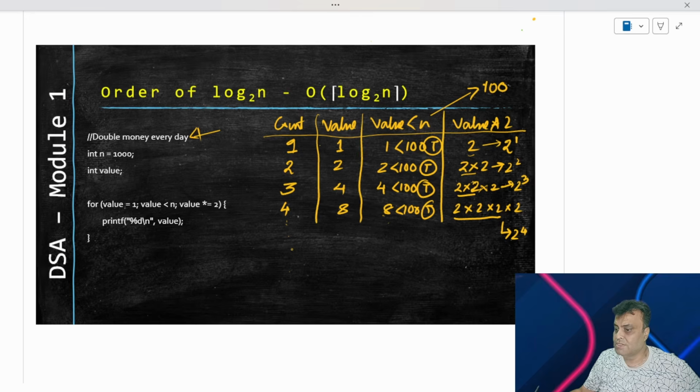So what we will say is, if this goes on like this, do we see a correlation of this number with this number? We definitely see a correlation. The number of times it is running is equal to the power that we see in this value, right? So that's what we will take advantage of.